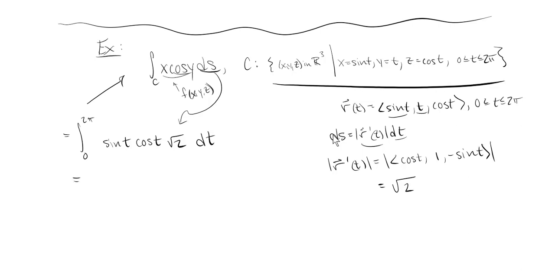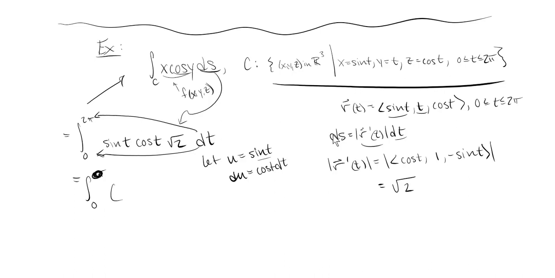This is pretty easy, I think. If we let u equal, I don't know, sine t, we see du is cosine t dt. Then our integral becomes the integral from when t is 0, sine of 0 is 0. But when t is 2 pi, sine of 2 pi is 0. So no matter what we have in here, we're going from 0 to 0, right? This is 0. It doesn't matter what happens out here. So this is a line integral that cancels to 0.